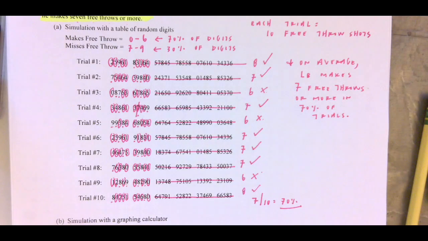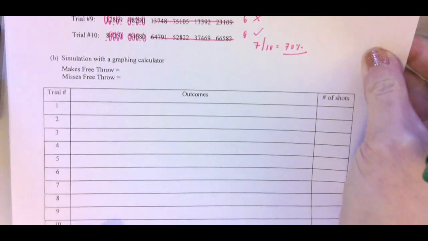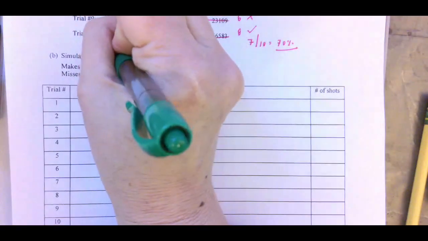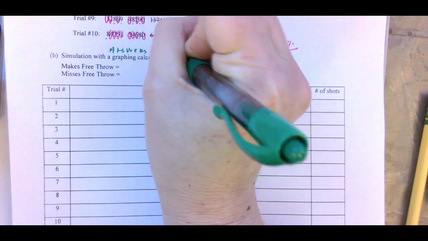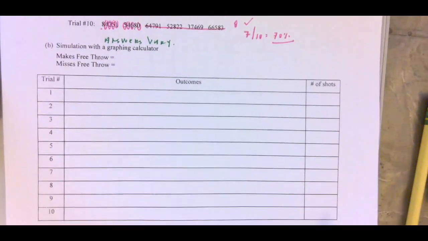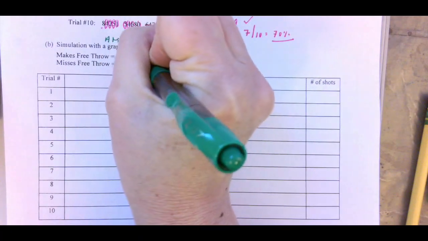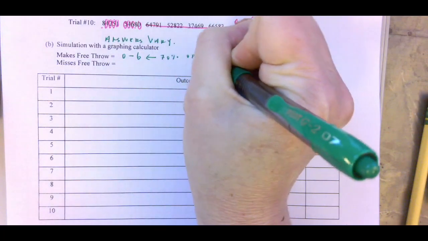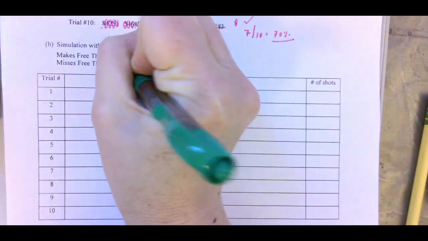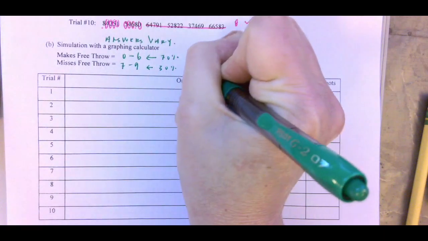Okay, now we should match here, but again, with the graphing calculator, this is where our answers can vary. So let me note that answers vary. But our system here is going to be the same. Let's allocate our digits the same way. 0 through 6, right, 70% of our digits go to him making a free throw. And 7 through 9, missing, right? That's 30% of our digits.